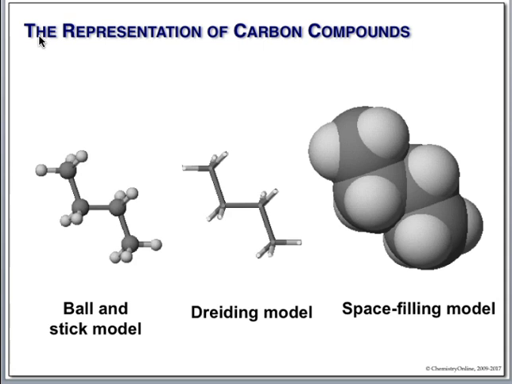The thing that shows it best is the space-filling model. Now, all these are on the same scale. So this is what this really looks like. What the space-filling model does is it goes out and does the van der Waals radius. So that's approximating where the electrons are in each of these atoms, puts them together, and makes our model this way. Space-filling model is really nice. It's quite often difficult to interpret in terms of the bonding. For that, ball and stick or dreiding are best, but in terms of getting a feel for what it really looks like, this is probably the best way to look at it.